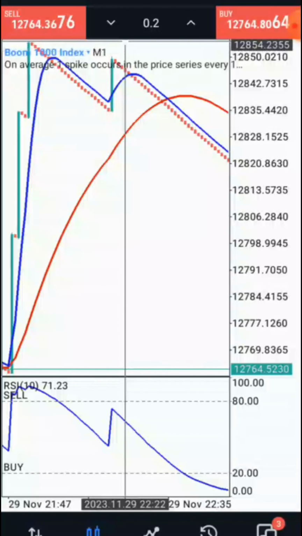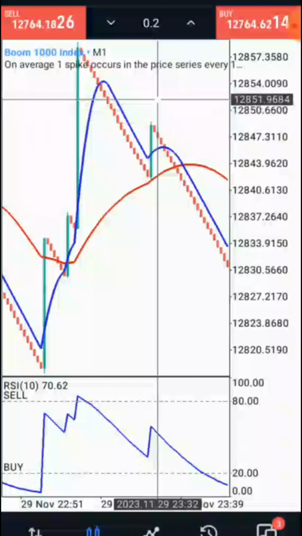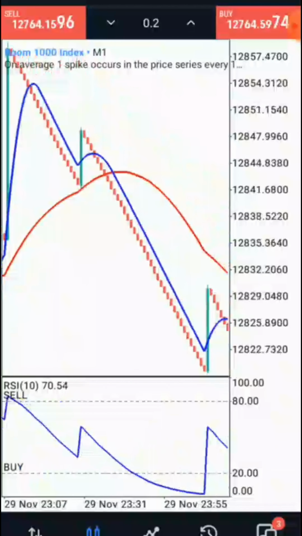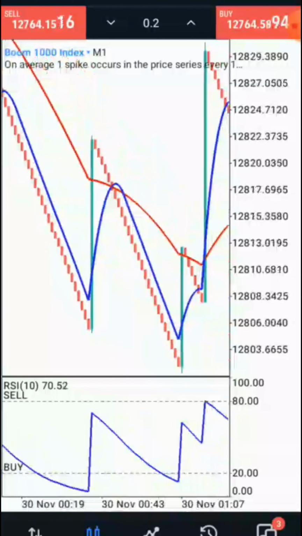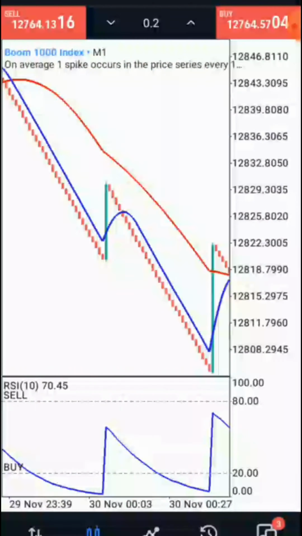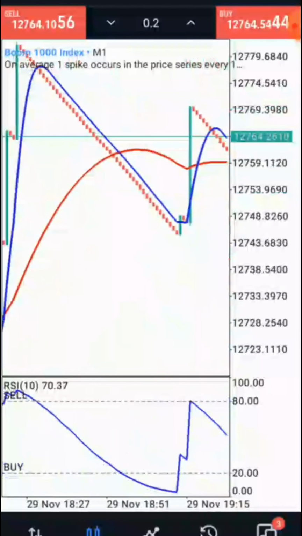So above 5 to 3 candles above the previous spike, and then you take your selling position. So basically that's how we use this strategy.